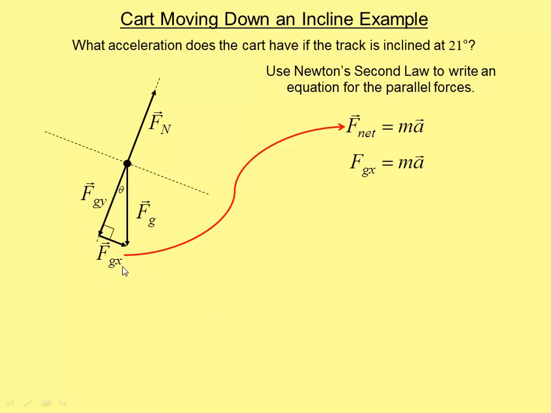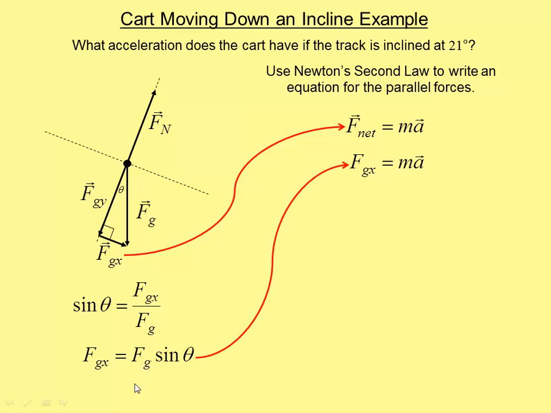Well, we don't know what F_gx is, but we can rewrite it in terms of F_g, the hypotenuse of this right triangle, and the angle theta if we use the sine function. The sine of theta is, of course, opposite side, F_gx, over hypotenuse, F_g. Solve, multiply F_g to both sides, and you get that F_gx can be rewritten as F_g sine theta. And you can substitute that in. Now feel free to skip these steps over here on the side if you can do the trig without writing it out, but here's the steps for you. So we get F_g sine theta equals ma.